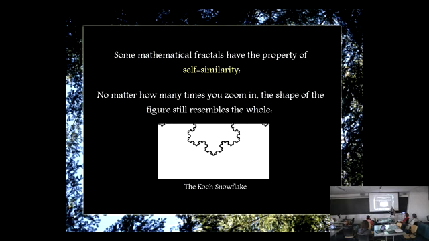Some mathematical fractals have the property of self-similarity, which means that no matter how much you zoom in, you still get the same shape, and the small part resembles the whole. That self-similarity can be exact, which means that you can keep zooming and you still get the same figure. Or it can be statistical or approximate, which means that it will resemble the whole at some points, but at other points it would just break down. So now let's talk about nature, and how these properties can be found around us.